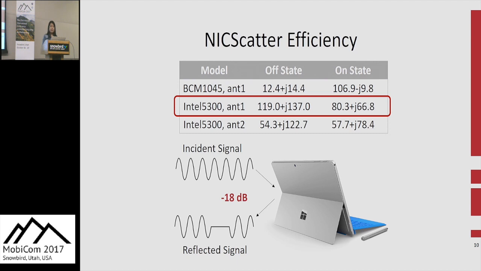The second example is the Intel model. Similarly, by calculation, we can get it will be about 18 dB loss during reflection. This number is larger than the previous one because it has a smaller impedance change when we're switching states. This reflection loss is also the largest among all the models we have tested. In evaluation, we show that with this Wi-Fi NIC, the effective communication distance is up to 2 meters.